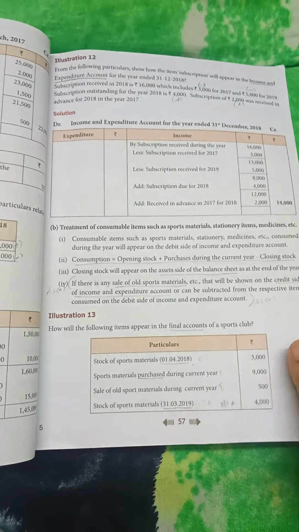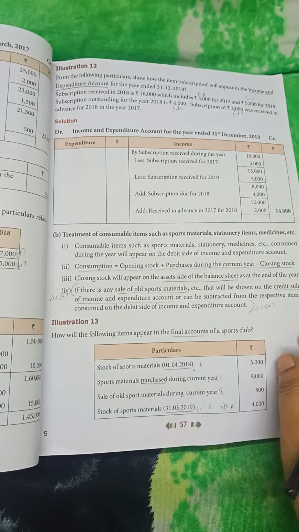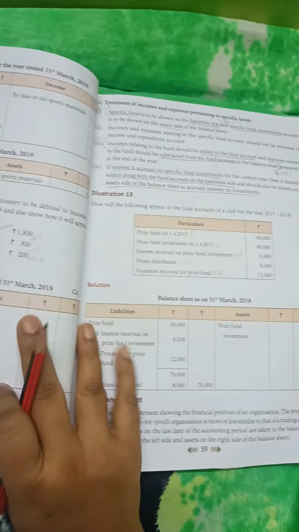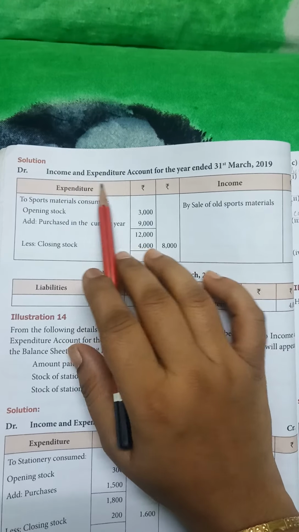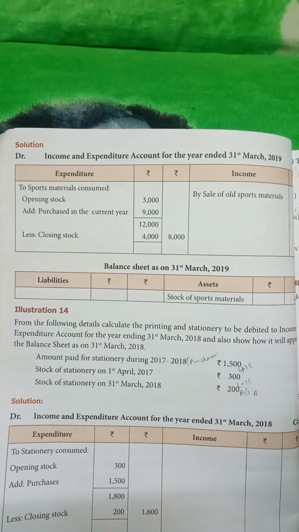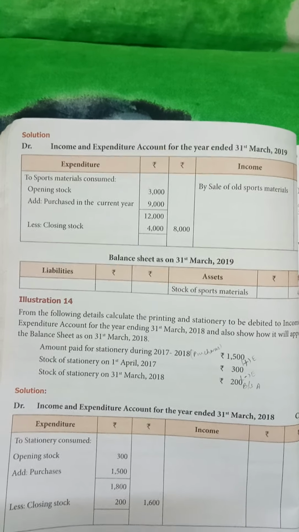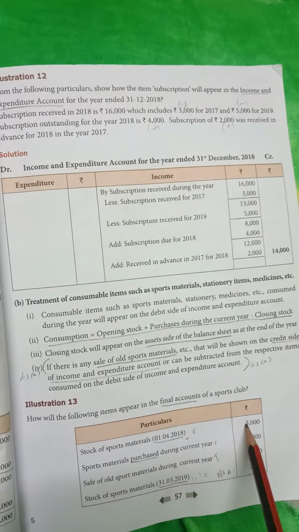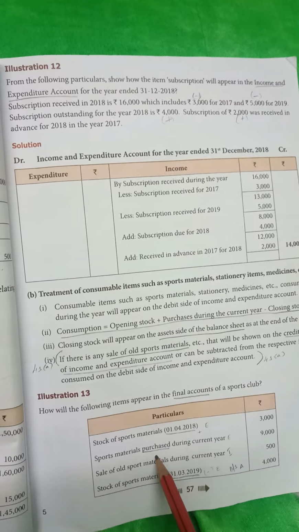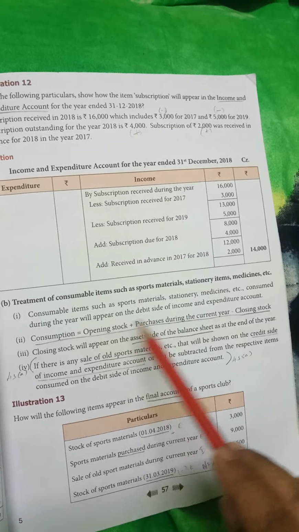Here it is given as final accounts, so we have to prepare both the income and expenditure account and also the balance sheet. In the income and expenditure account, you will write on the debit side: sports materials consumed. The same format, that is, income and expenditure account for the year ended 31st March 2019. On the expenditure side, you will write: to sports materials consumed. In that, write the opening stock amount, which is given as 3000, and we have to add purchases less the closing stock amount of 4000. That's what the formula says, right?